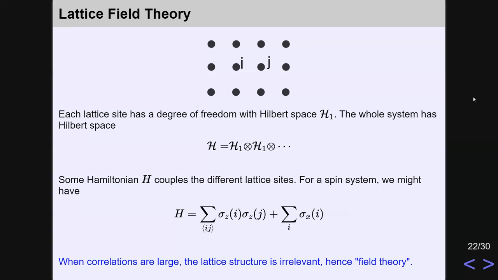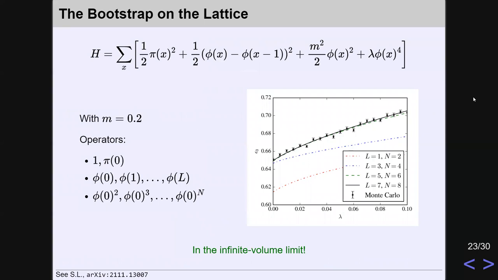So one lattice Hamiltonian I can write down, I can take a one-dimensional chain of degrees of freedom, each of which is a quantum harmonic oscillator. And I can write down a Hamiltonian with a quadratic coupling between neighboring harmonic oscillators, and then an anharmonic local term, the only non-quadratic term in the Hamiltonian. And this is a lattice model of phi to the four scalar field theory, of course. And this model can be simulated very efficiently on the Euclidean lattice.